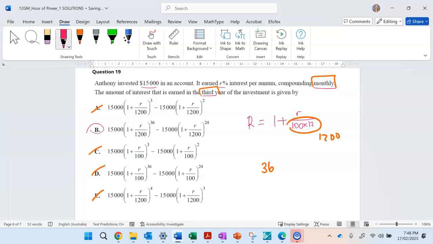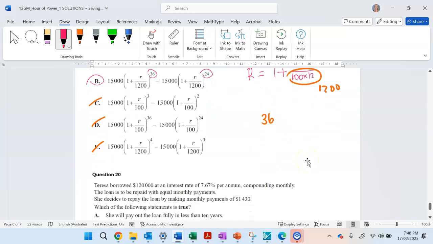All right, so we don't actually have to calculate anything. We just have to look for key features. So we want to look at the interest earned in the 3rd year. So in the 3rd year, we've got 36 months. In the 2nd year, 2 times 12 gives us 24. So that's what the 24 is there. So looking at key features like that and just doing a process of elimination saves you a lot of time.